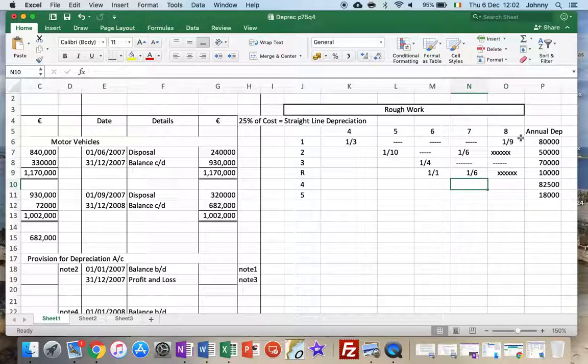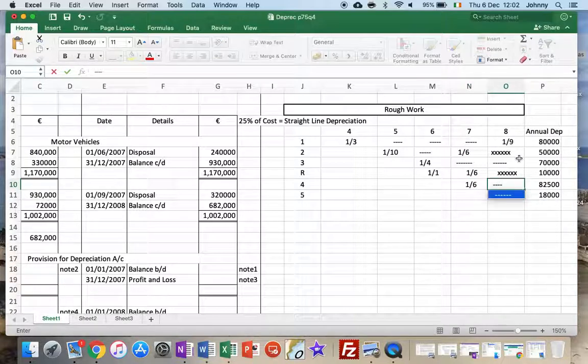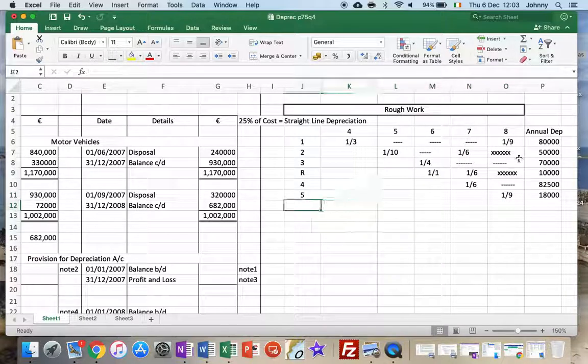So the replacement for vehicle 4 was replacing vehicle 2. So that came on the 1st of 6th. And I had it for a full year's depreciation. And the last one then came on the 1st of the 9th. And I would have had that for part of a year's depreciation. So my notes.